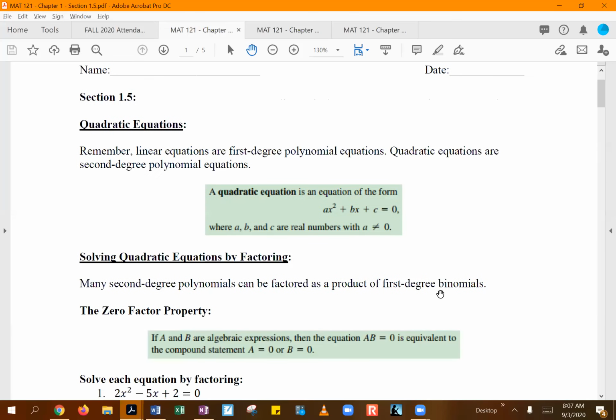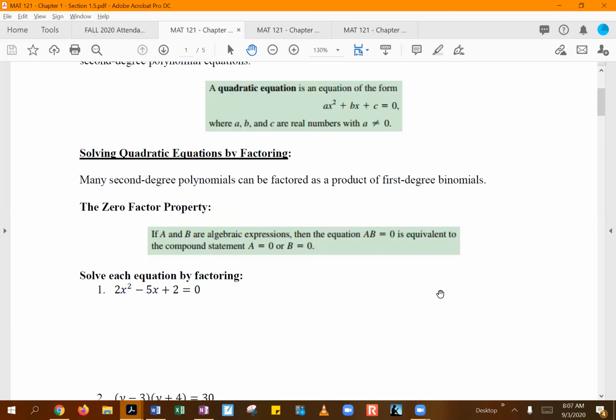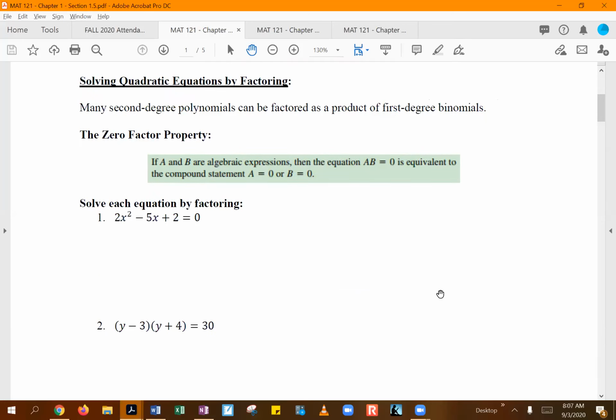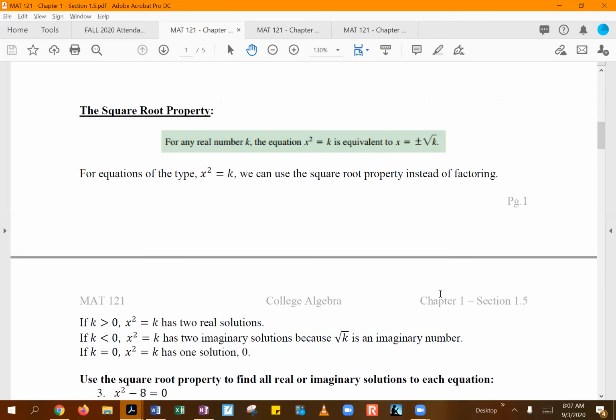Alrighty, so we had just started talking about quadratic equations. We looked at the factoring method, and when you are using the factoring method, we also saw that we needed to use the zero factor property to get our solutions for the equation. So I wanted to continue our discussion with the second method, which is the square root property.